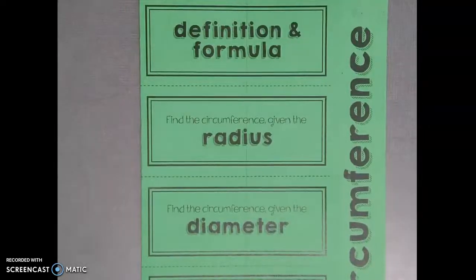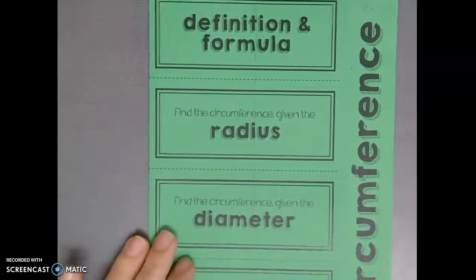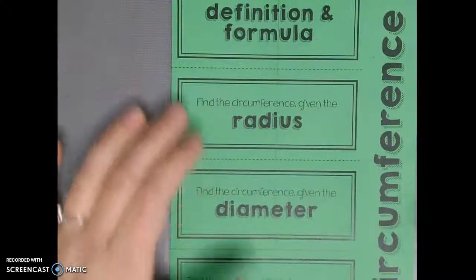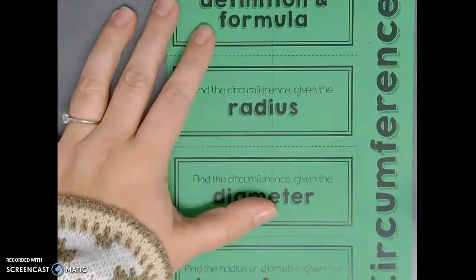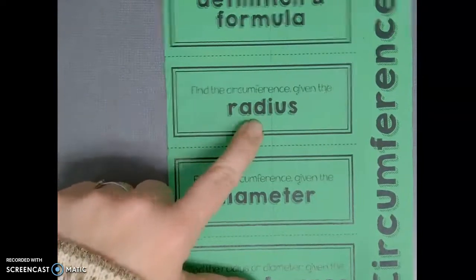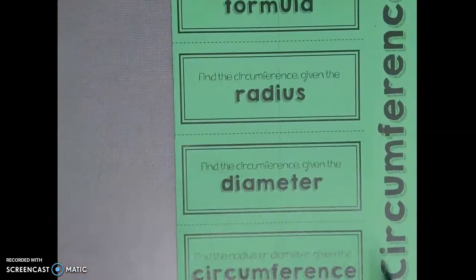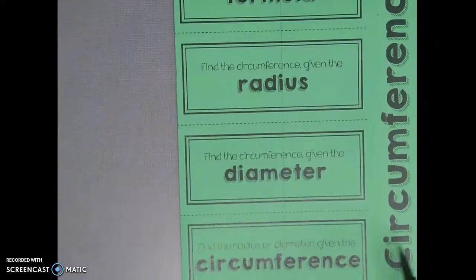Alright, guys, these are video notes for this circumference foldable. You should have a foldable and something to write with. We are going to go over the definition and formula. We'll go over how you find the circumference if you're given the radius and what the radius is. We'll go over finding the circumference given the diameter and what the diameter is, and then finding the radius or the diameter based on the circumference, okay?